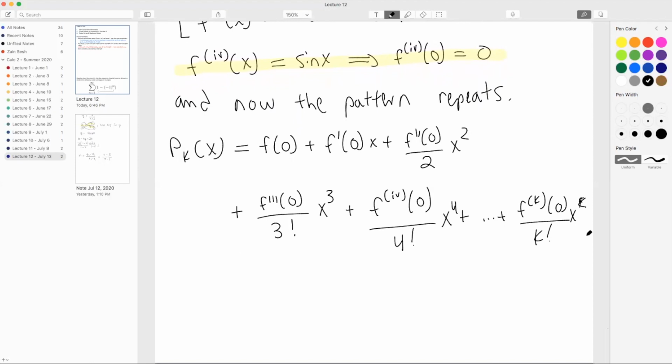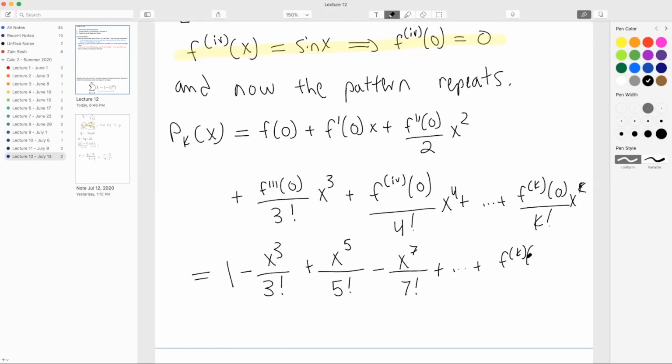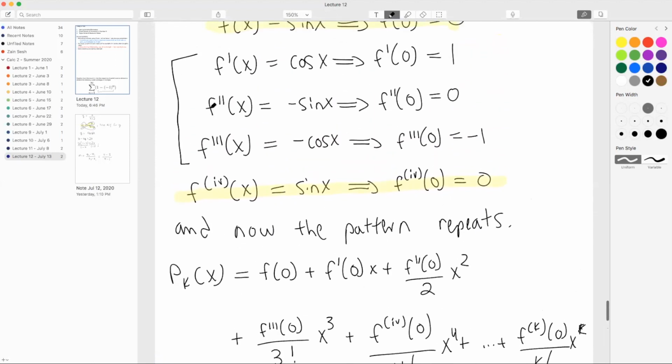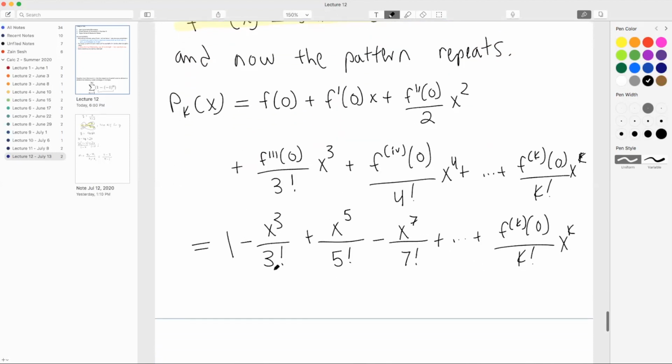Okay. So this will come out to x minus x cubed over 3 factorial plus x to the 5th over 5 factorial minus x to the 7th over 7 factorial plus dot dot dot up to the kth derivative over k factorial times x to the k. Why is this? Well, all of the even order derivatives, the second derivative, the fourth derivative, the sixth derivative, they evaluate to 0 at x equals 0. So that is why there are no even powers in here, okay?